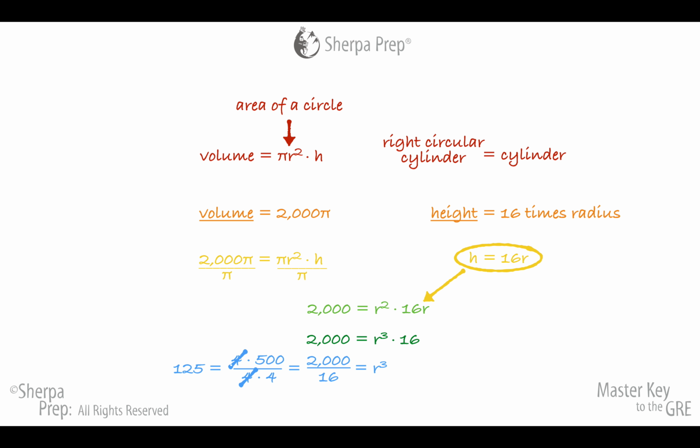And if you know your cubes, what is 125? That is 5 cubed, telling us that the radius of this cylinder is 5. And if that's the case, the two quantities are equal. And remember, anytime your quantities are equal, that means the correct answer is C.